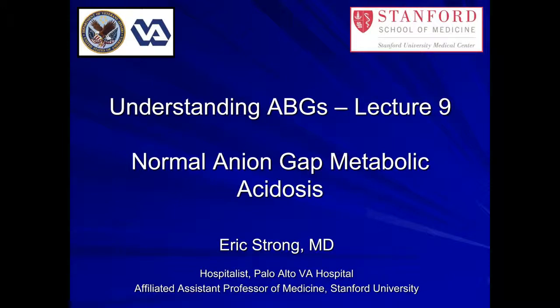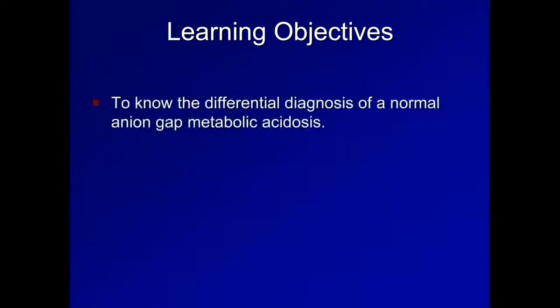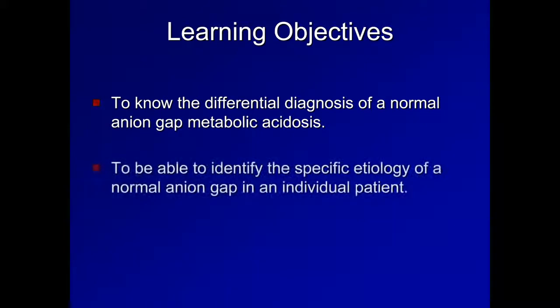Hello, this is Eric Strong, and this is the 9th lecture in this series on understanding ABGs. The topic today is normal anion gap metabolic acidoses. The learning objectives are to know the differential diagnosis of a normal anion gap metabolic acidosis, and to be able to identify the specific etiology of a normal anion gap in an individual patient.